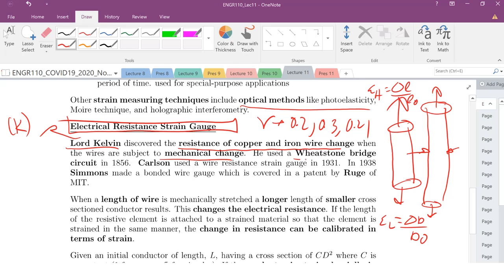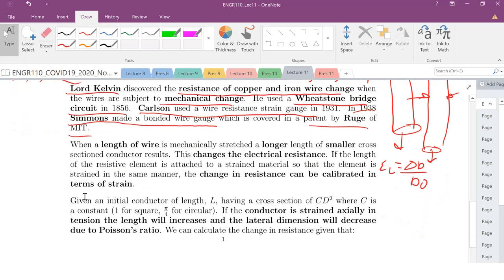Lord Kelvin also used a Wheatstone bridge circuit in order to measure that change in resistance as a function of that change in length. Carlson introduced the wire resistance strain gauge in 1931, and in 1938, Simmons made a bonded wire strain gauge covered by a patent by Rouge, who was at MIT at the time. When a wire is mechanically stretched to a longer length, a smaller cross-sectional conductor results. It changes the electrical resistance of your wire.